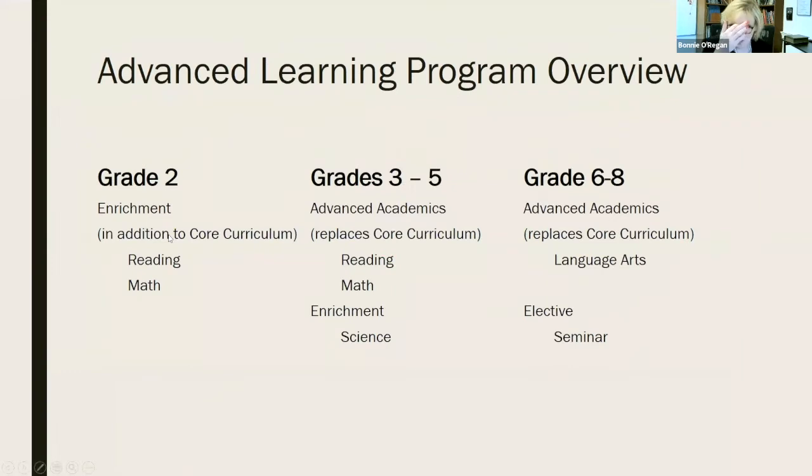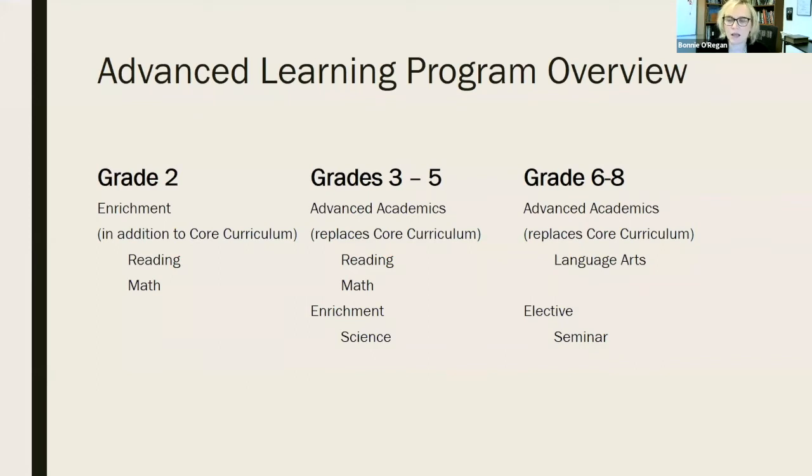In grade 2, what we have is enrichment. In grade 2 enrichment, this is in addition to the core curriculum. This is not replacing the core curriculum. It's not advanced content. And students will be placed into enrichment for reading or math. Grades 3 through 5, we start with replacing core curriculum for reading and math in advanced academics. And we have enrichment in science. This is what happens in a non-COVID year. This year, we have students in cohorts, and so they are replacing their academics for reading, writing, math, and science.